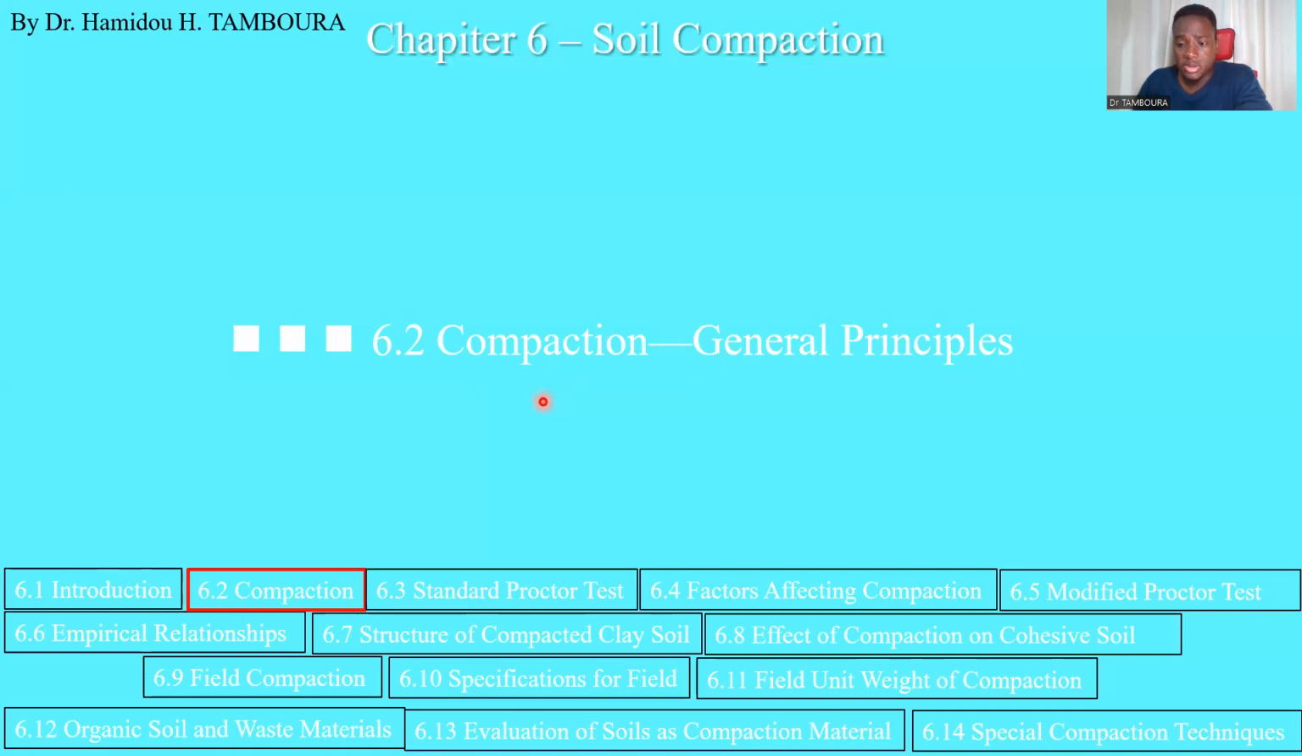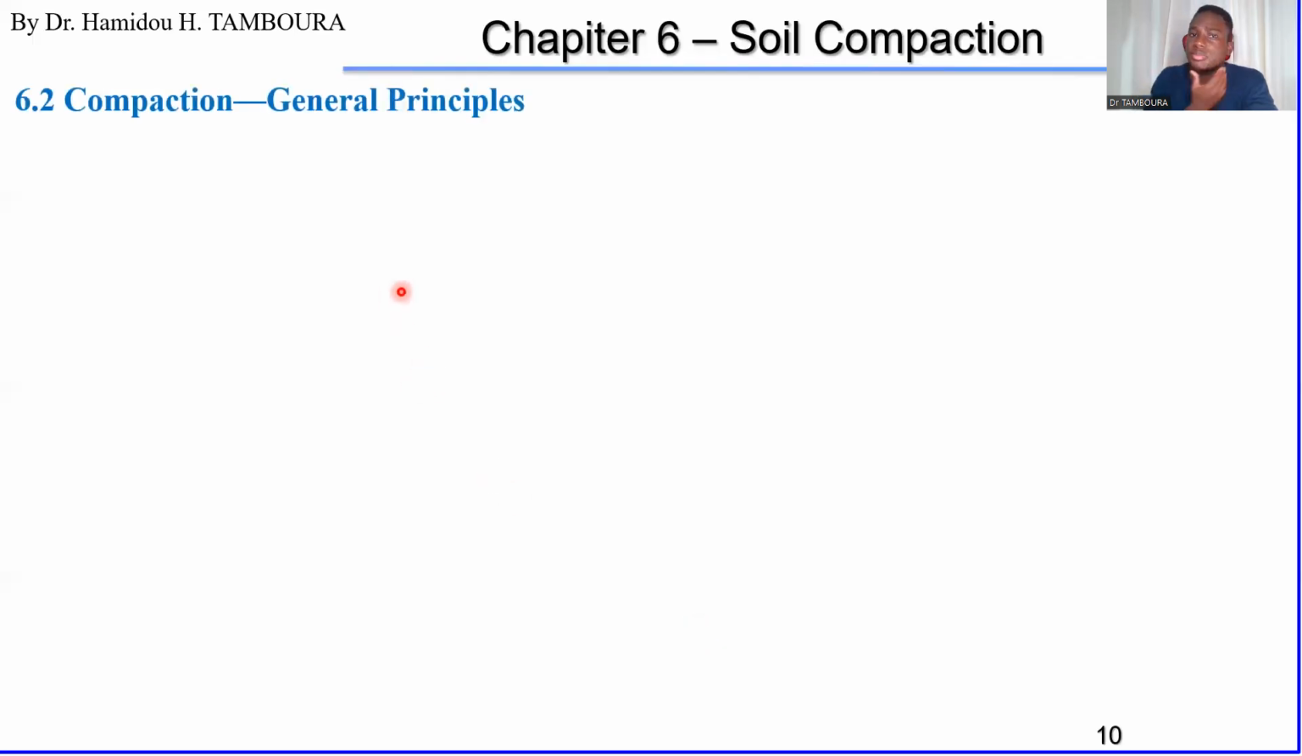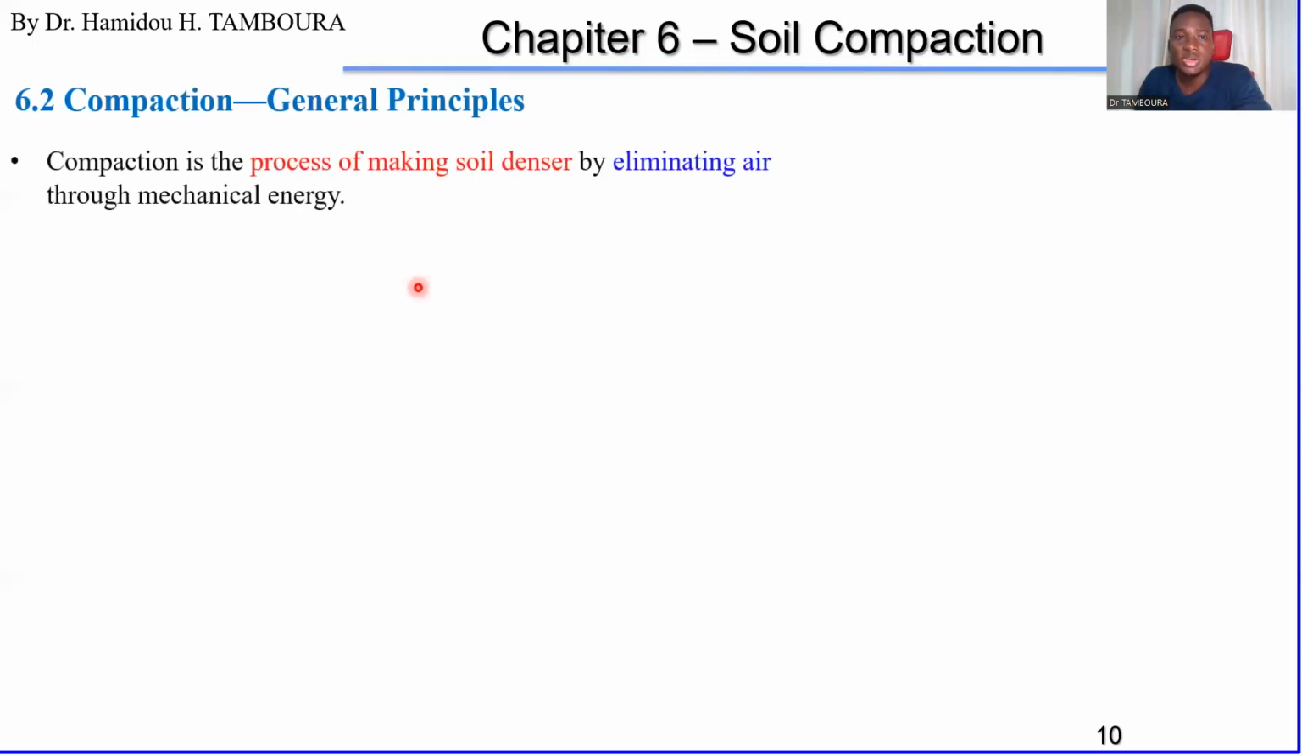Next, the second section of this chapter. So we are done with the introduction. Let's go now to the second section, okay? Principle of compaction. So general principle of compaction. As I said, compaction is just densification of soil. So compaction is the process of making soil denser, just to increase the density of soil. This is compaction. Technically, this is compaction.